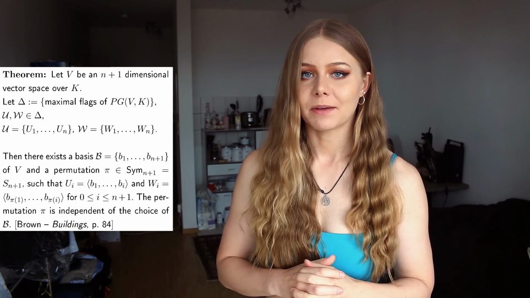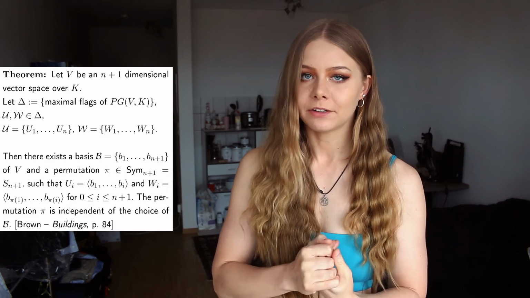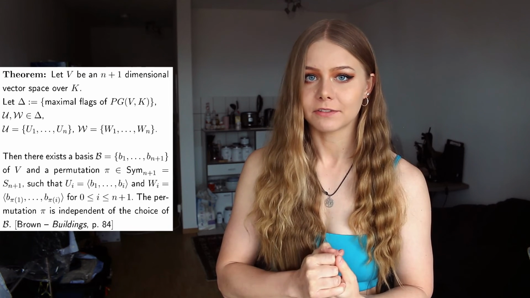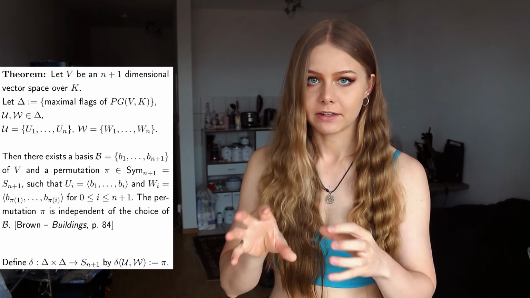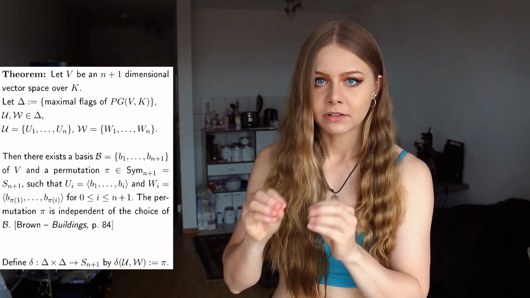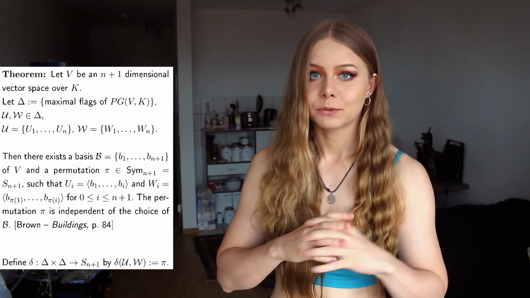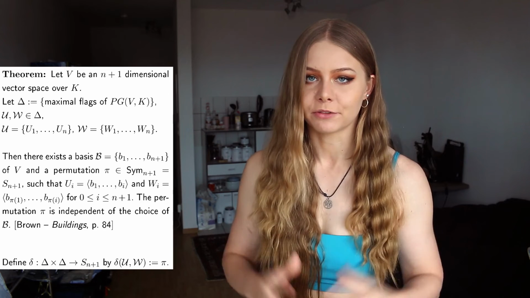This is obviously something one would have to think about and one would have to prove. I told you where to find the proof. But with the theorem now we can define our distance function little delta as just this permutation. So the distance between two of these flags should just be pi. And this is what works for us. And now we have a distance function on our projective spaces.